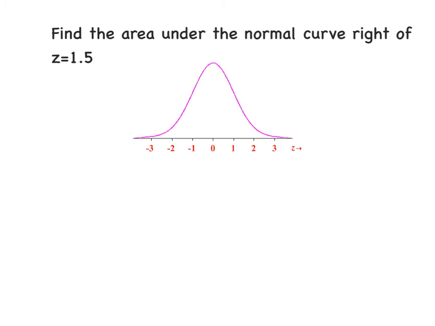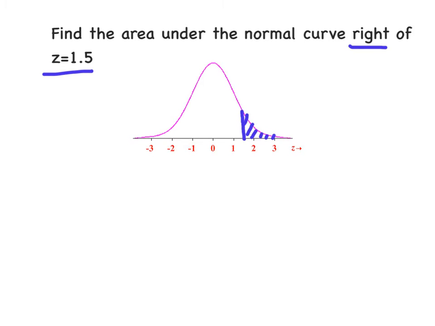This one's got a slight twist to it. Instead of finding the area between 2 z-scores, they just want me to find the area that's to the right or above a z-score of 1.5. So my 1.5 falls there. To the right of that would be everything on this tail end.